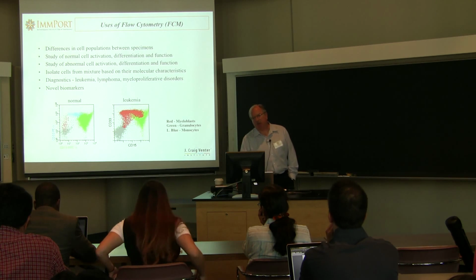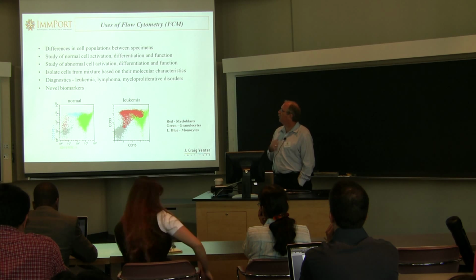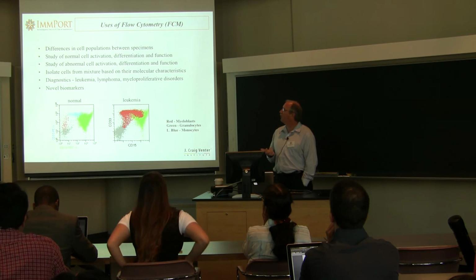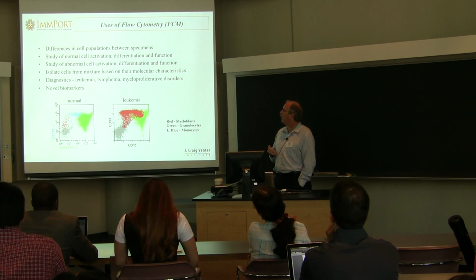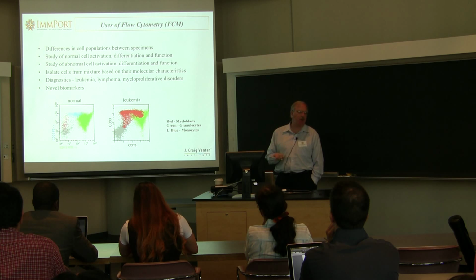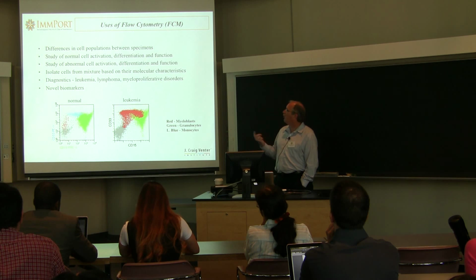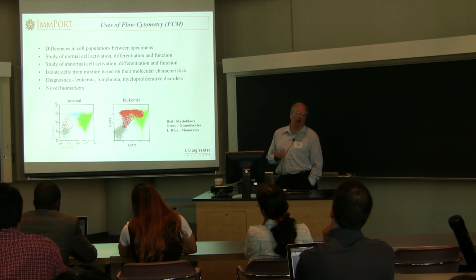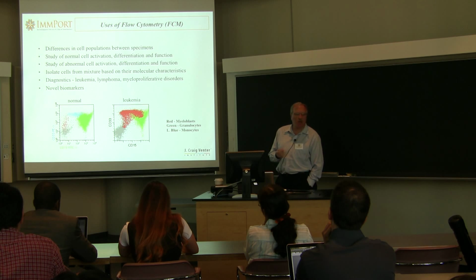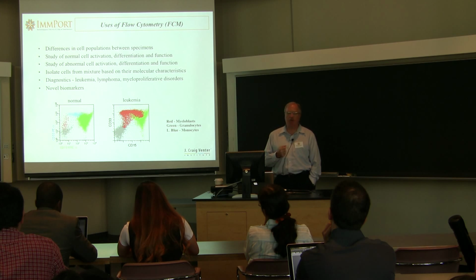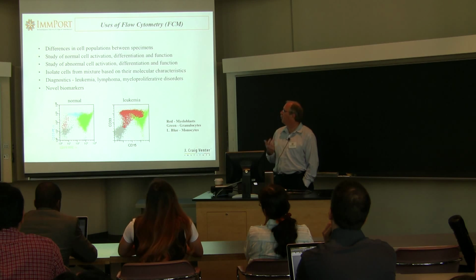So we use flow cytometry for a variety of different kinds of use cases. We can use it to understand the differences in cell populations between different specimens. And that can be used to study normal and abnormal cell activation, differentiation, and function. We can also use flow cytometry to isolate cells from mixtures of cells. And it's used diagnostically in the clinical laboratories as one of the primary diagnostic tools for leukemias, lymphomas, and myeloproliferative disorders. So it's used both in a research laboratory as well as in a diagnostic laboratory.